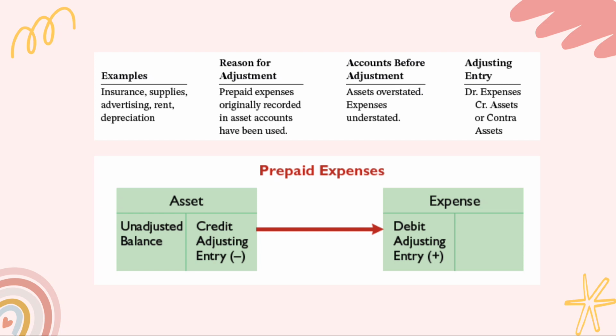Why do we need to do the adjustment? We need to do the adjustment because the prepaid expenses originally recorded in asset accounts have been used. So if we don't do the adjustment, the assets will be overstated and the expenses will be understated. So in order to increase the expenses and decrease the assets, in the adjusting entry, we need to debit the expenses and credit the assets account.